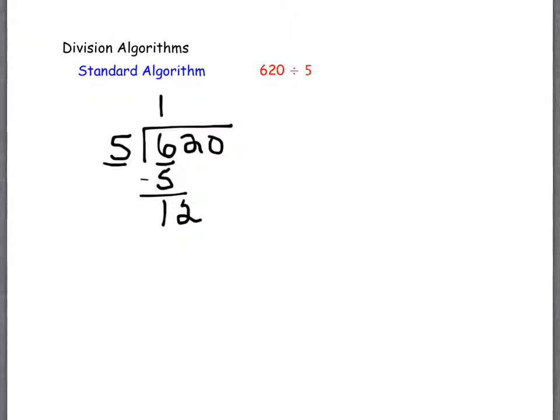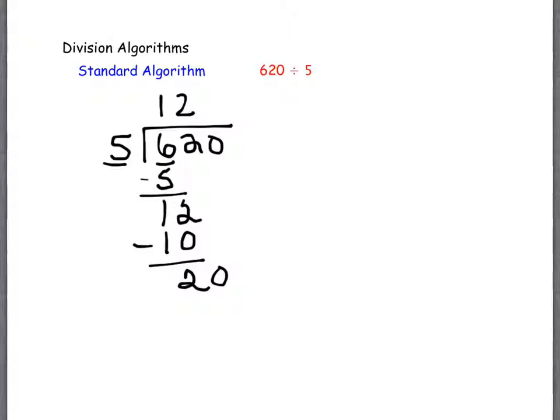Now what? Times 5. How many times does 5 go into 12? 2. And then multiply 2 and 5. 2 times 5 is? 10. And then subtract.